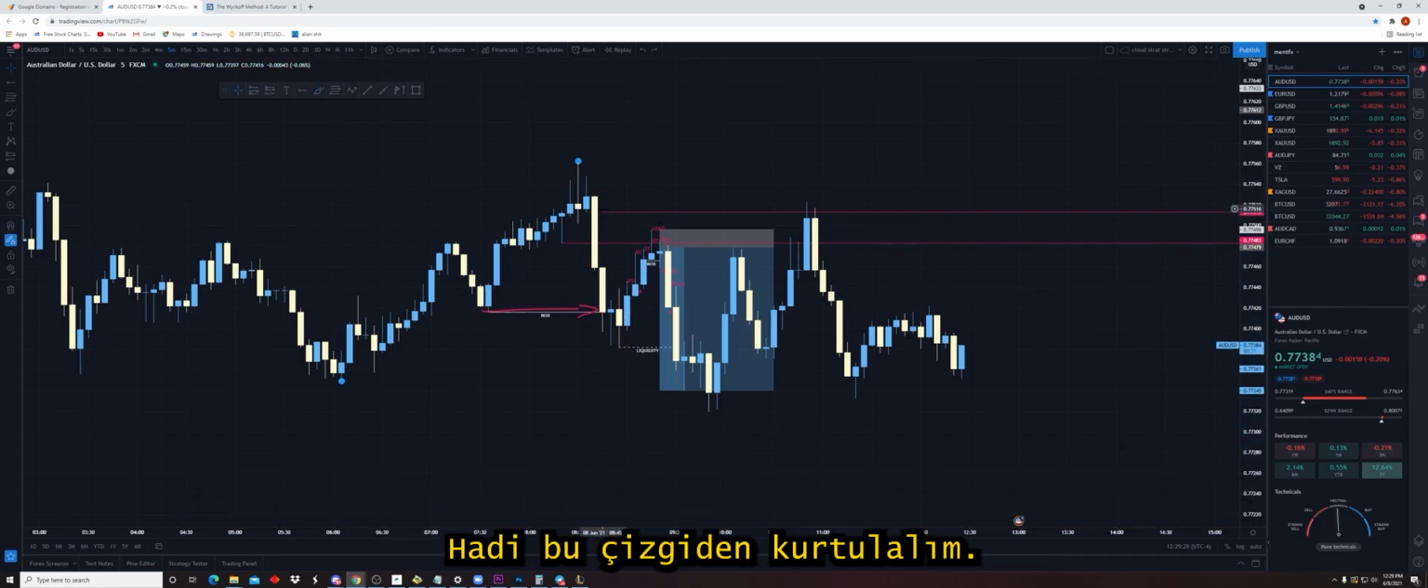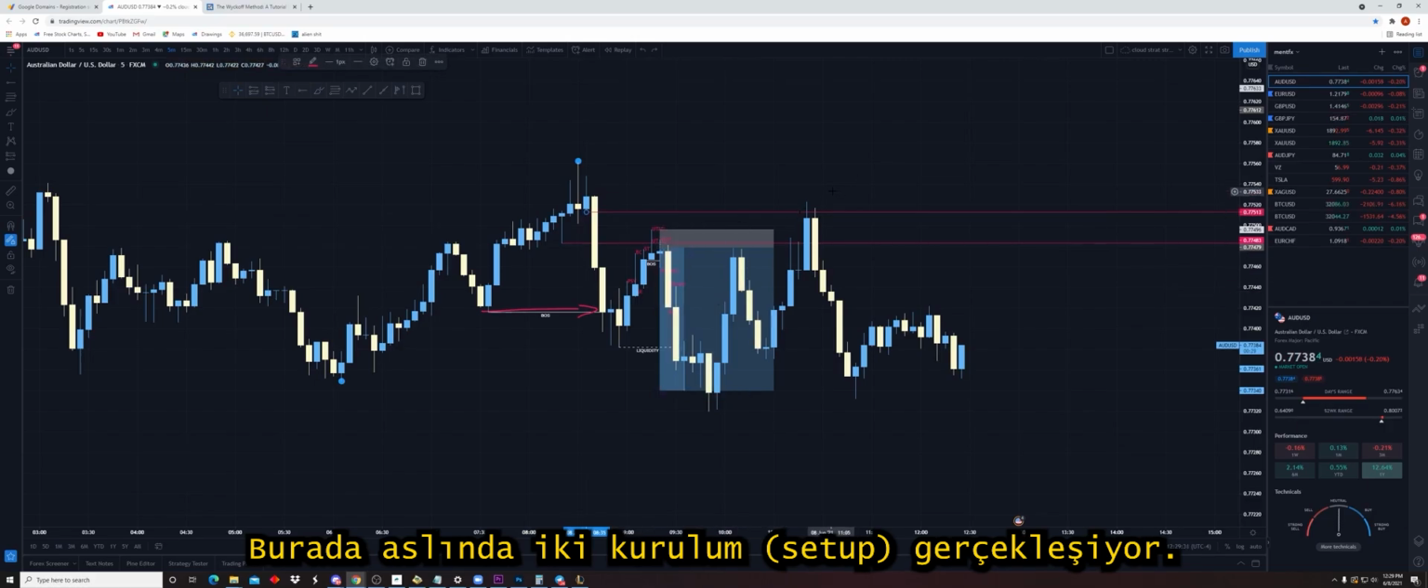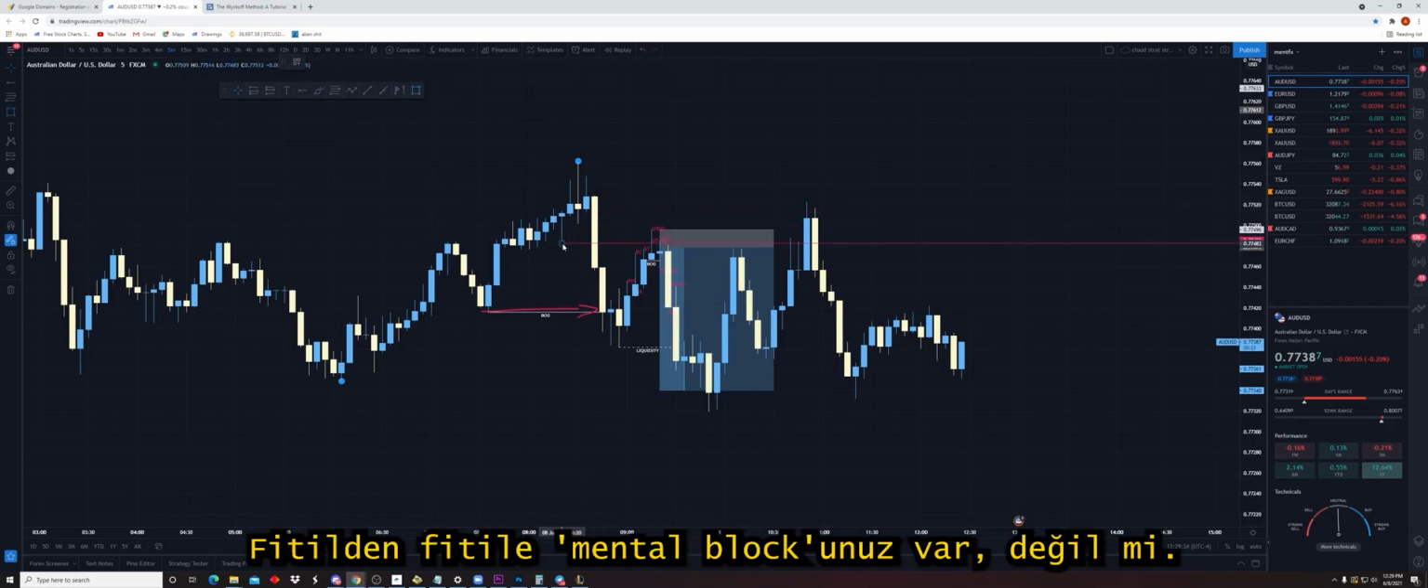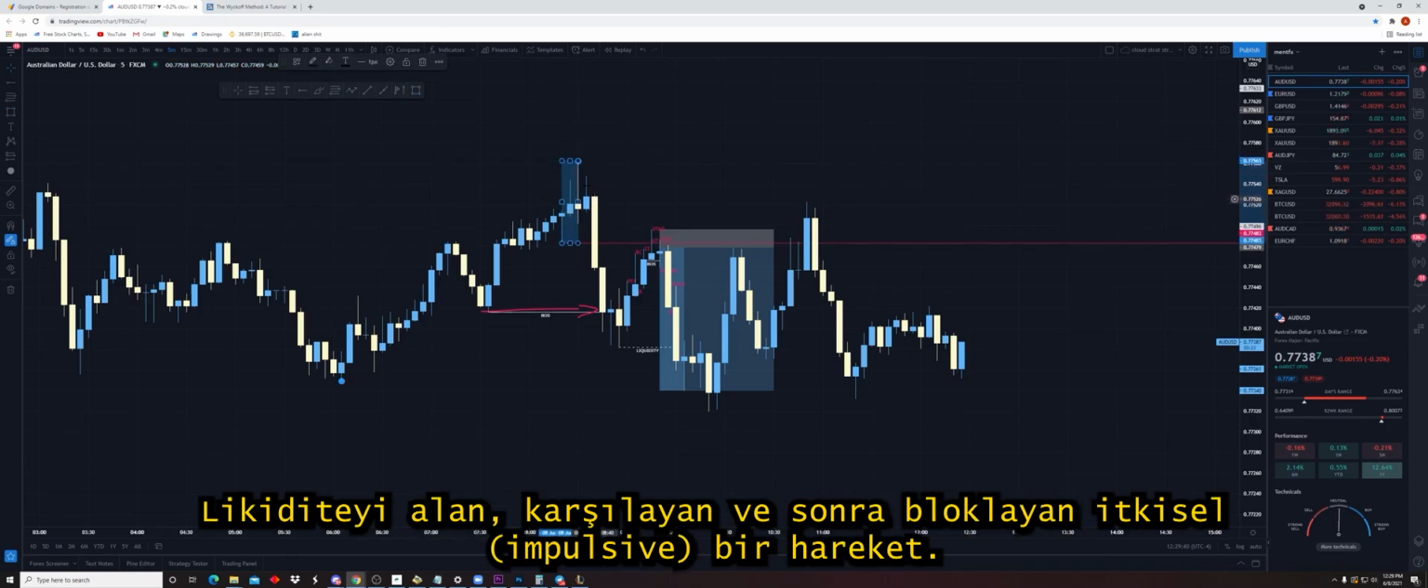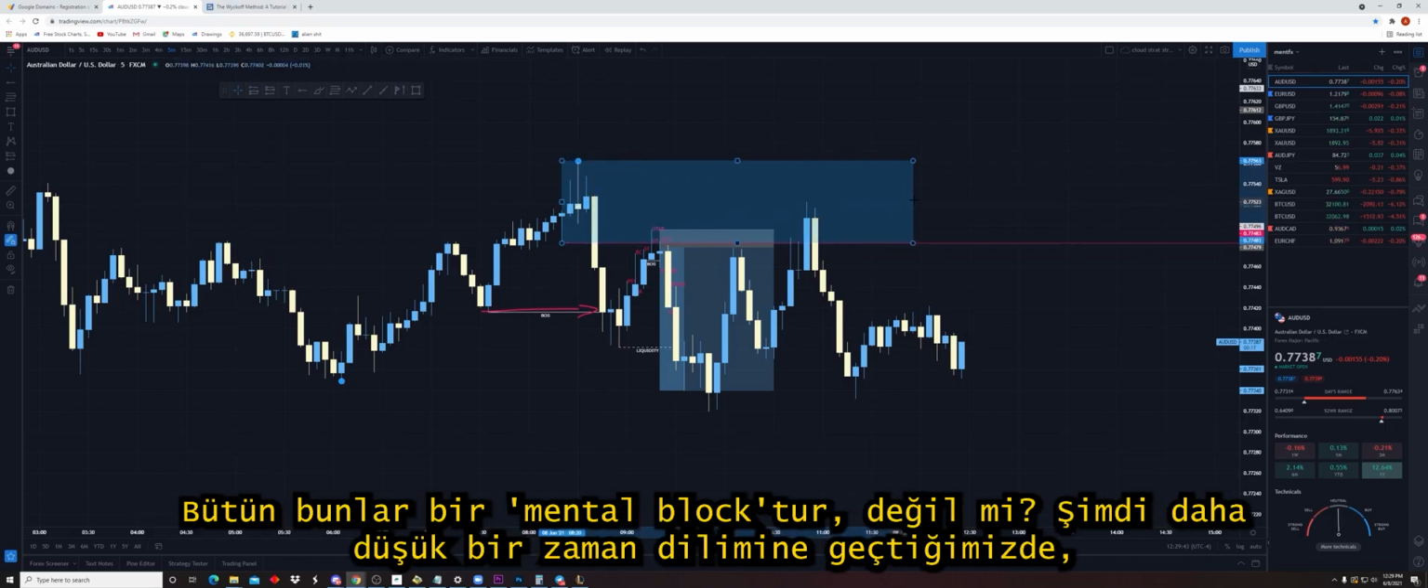And what we also have, so let's get rid of this line. So there's actually two setups that happen here, but we're going to look at the setup we took. You have the MentFX block from the wick to the wick, right? Remember, any down move before a large one like this, an impulsive move that took liquidity, right, counts as a ment block. So this whole thing is a ment block, right?